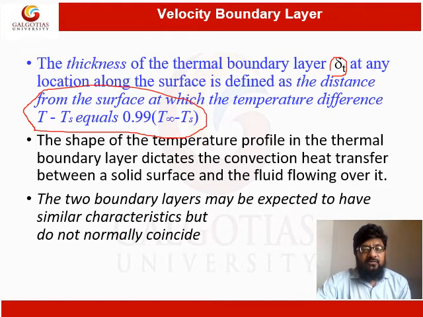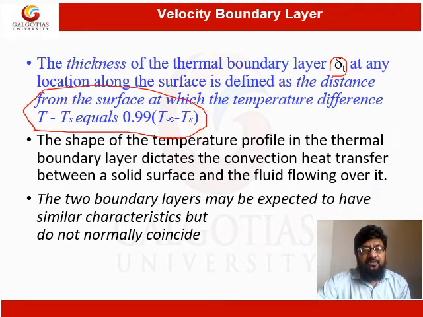Another point worthy to mention is that the shape of the temperature profile in the thermal boundary layer dictates the convective heat transfer between a solid surface and the fluid flowing over it. Because we know that the convective heat transfer coefficient is related to del T by del y, that is the temperature gradient at the solid surface. Because at the solid surface the convective heat transfer must be equal to the conductive heat transfer from the solid.